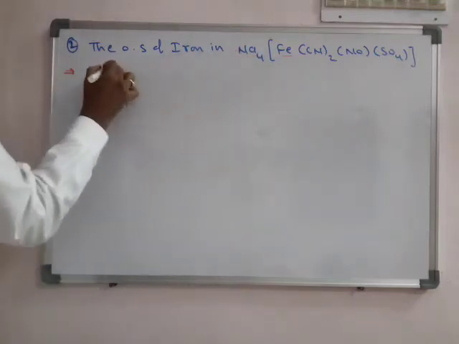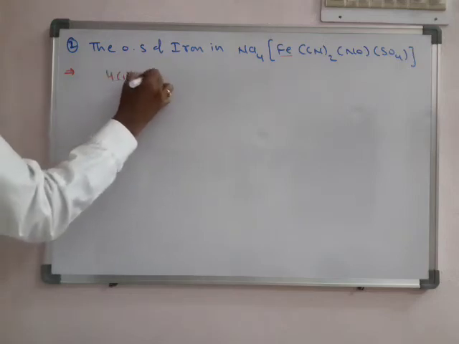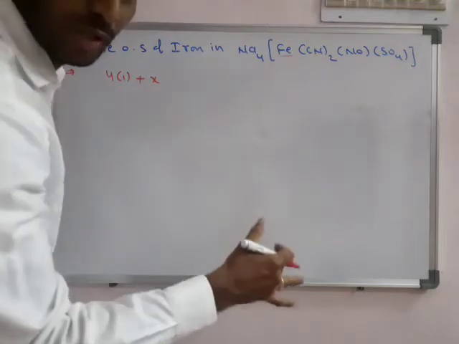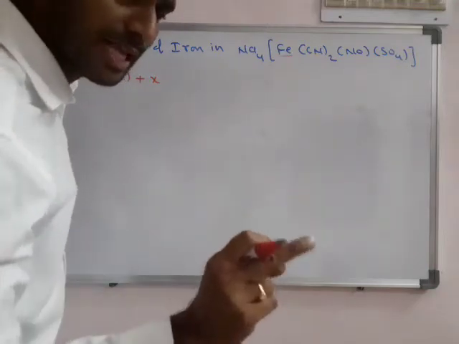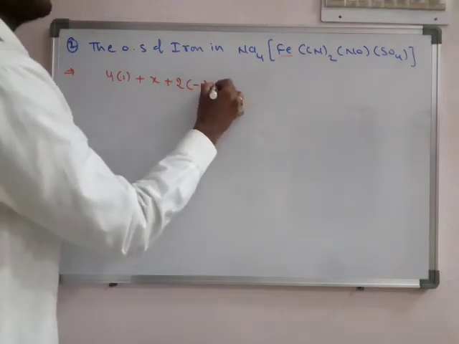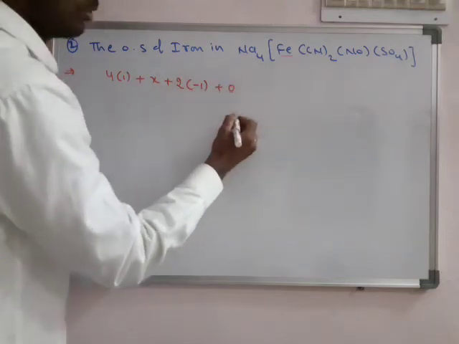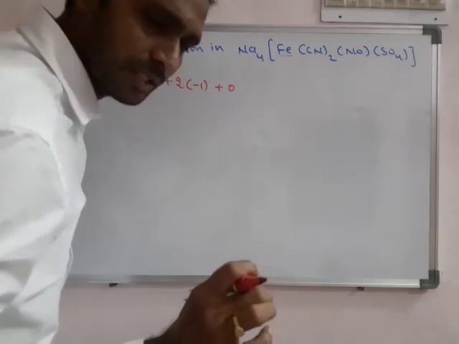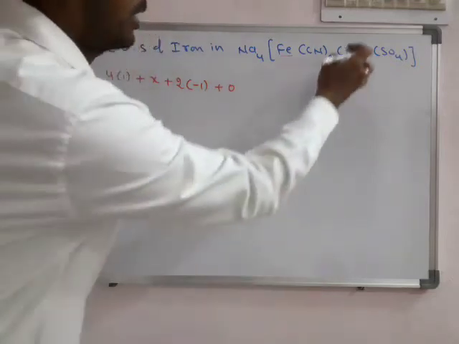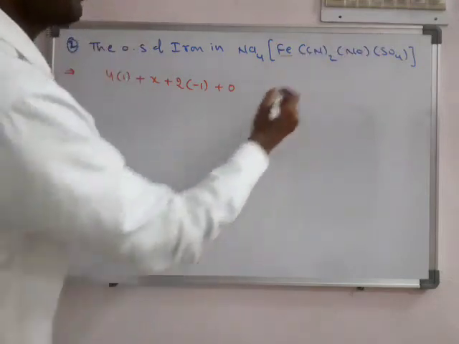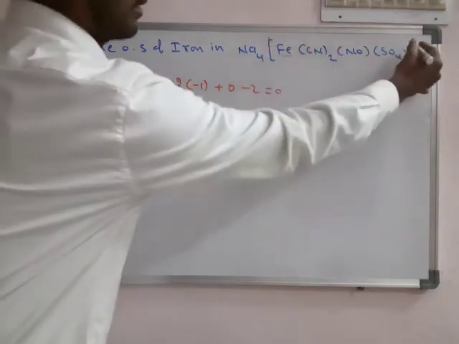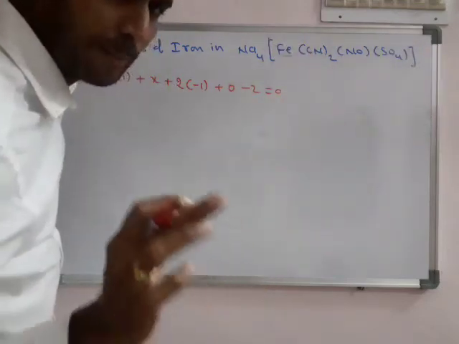That is 4 sodium, 4 into 1, plus we have to find the iron, that is 1 iron, and cyanides. Just now we wrote that cyanide CN is -1, so 5 into -1, plus NO is 0. For some specific examples NO plus is present, and then they will mention it above the NO. SO4 is -2, overall charge 0. The square bracket type of compounds are known as complex compounds.